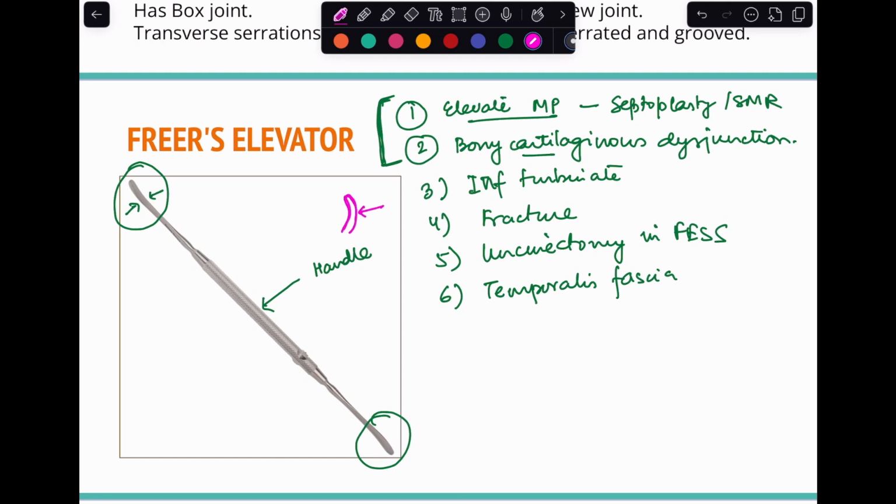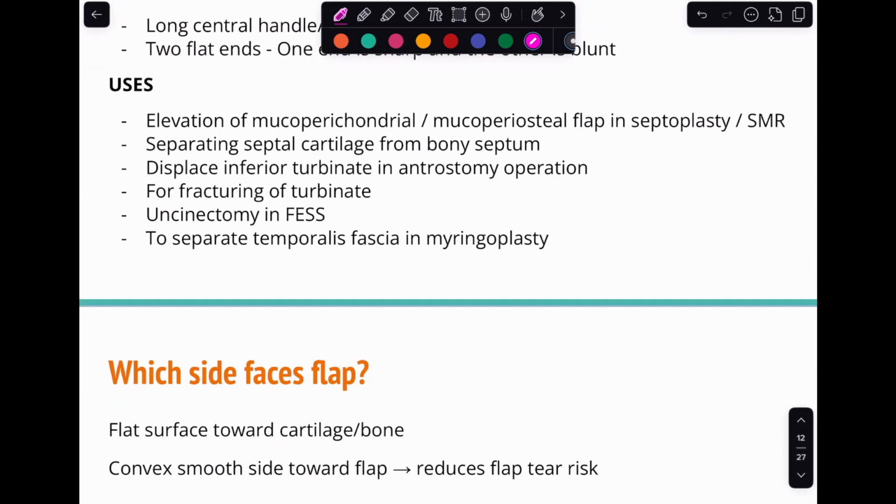This is done so as to reduce the risk of flap tear when you're trying to elevate the mucoperichondrial or mucoperiosteal flaps. We have to be as careful as possible while elevating the flap. This is a very important step in septoplasty. To know the steps in more detail, I have a separate video on the procedure of septoplasty. You can check it out over there. It is important to remember that we try to prevent tears as much as possible while raising the flap. So this is about Freer's elevator.